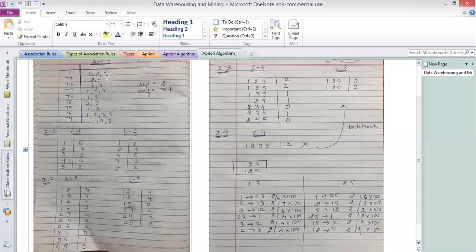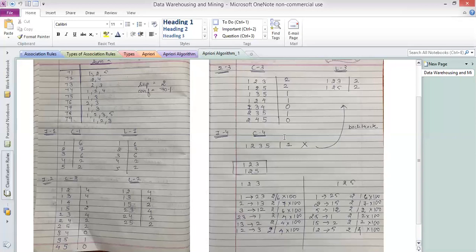How many times have 1 2 3 appeared together? I can see only 1 and 2. Okay, so 1 2 5, 1 and 2. 1 3 5 only once. Then 1 2 4 you can see only once. 2 3 4 we can see none, 0. 2 3 5 we can see once, and 2 4 5 we cannot see, so 0.